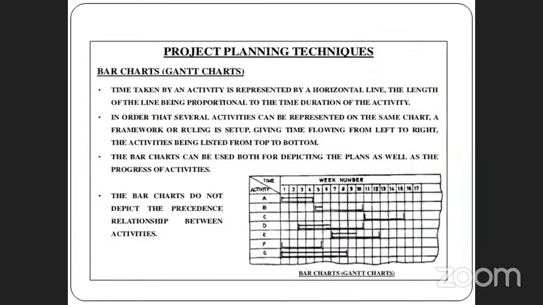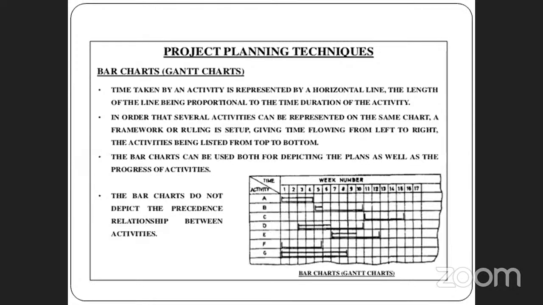So already I said the three constraints are time, cost, and quality. So the time should be calculated by means of these project planning techniques. Normally it should be calculated by a bar chart. So I think you can see the diagram. So just concentrate on the diagram. See, there are so many bars found there. So every Gantt chart should be represented by a horizontal line. So that is the first main important point.